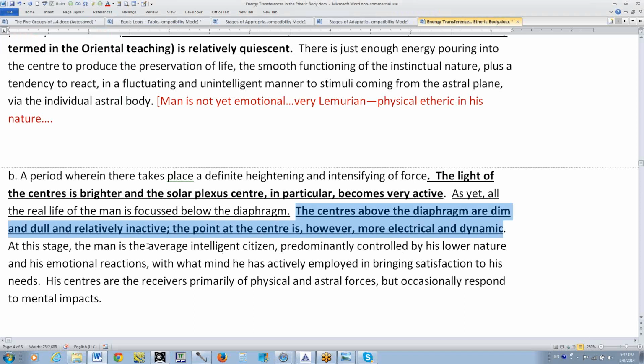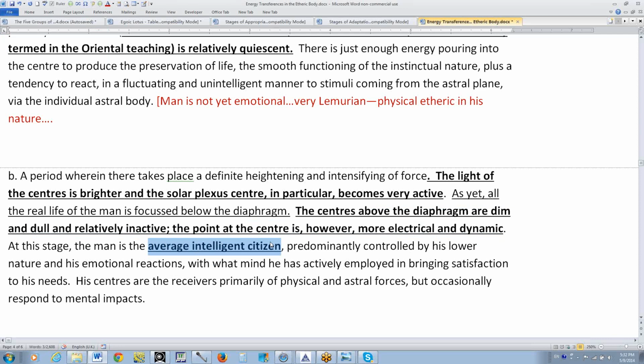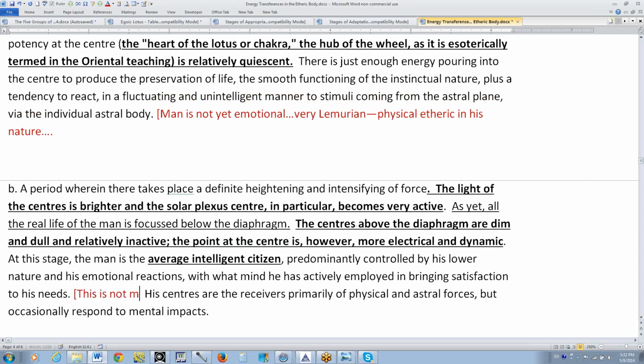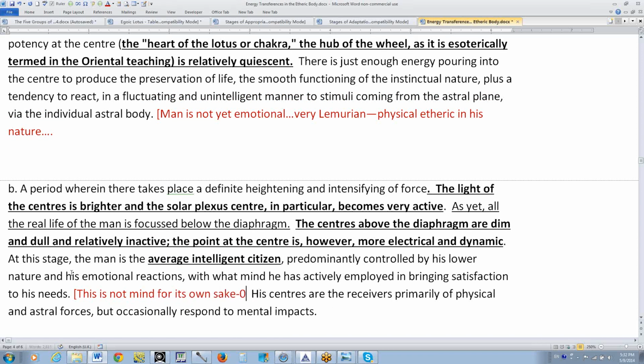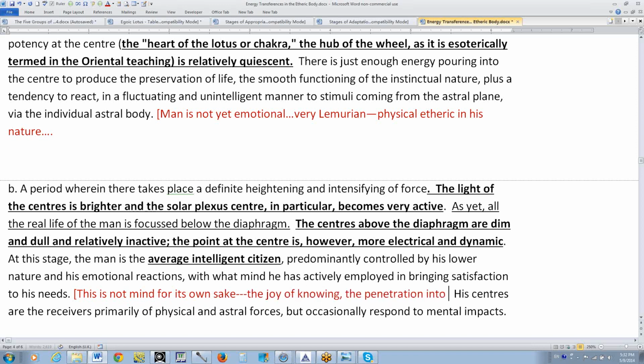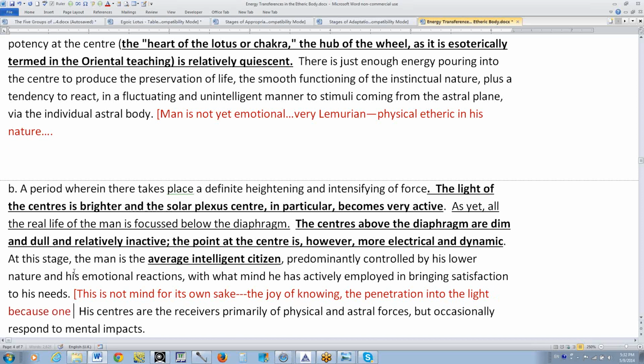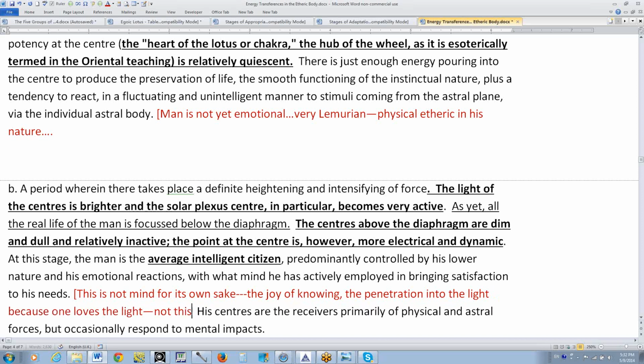So this is definitely soul group number 5, and he is also in stage of adaptation number 4, predominantly controlled by his lower nature and his emotional reactions, with what mind he has actively employed in bringing satisfaction to his needs. So we understand that this is not mind for its own sake. The joy of knowing, the penetration into the light because one loves the light. Not this. It's not this.